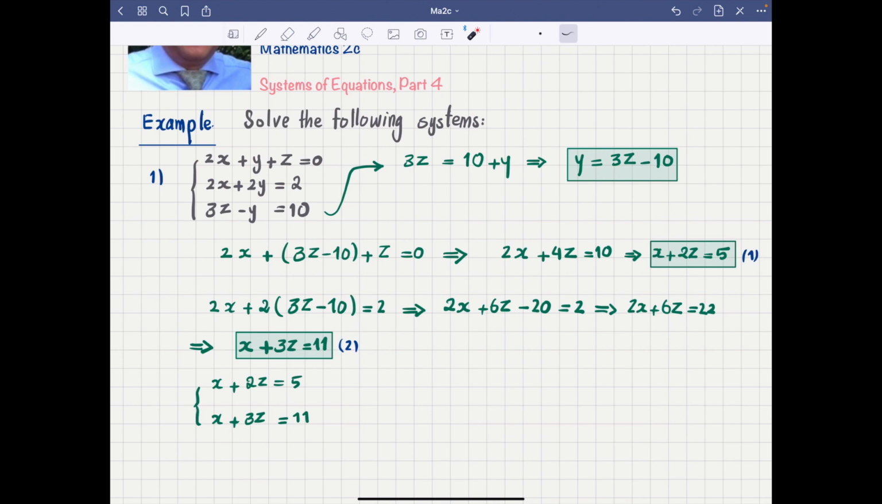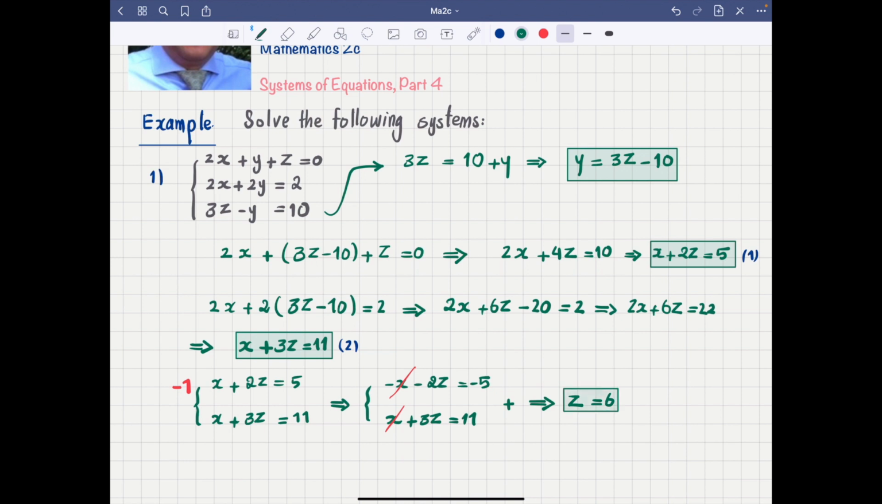Addition is probably better, by multiplying the first one by a negative sign. Do you agree? So if I take this one and multiply it by -1, what do I get? I get this new equation. So this becomes minus x minus 2z equals minus 5. The other equation is x plus 3z equals 11. And hopefully you know what to do. We add them side by side. What happens? This minus x and that x are cancelled. And then I have 3z minus 2z, which is simply z. On the right-hand side, what do I have? I have 6. That's it. I found my z. Okay?